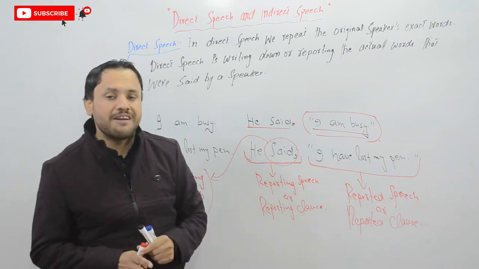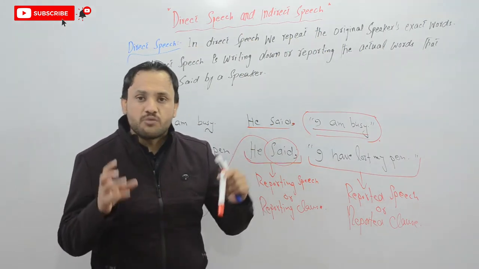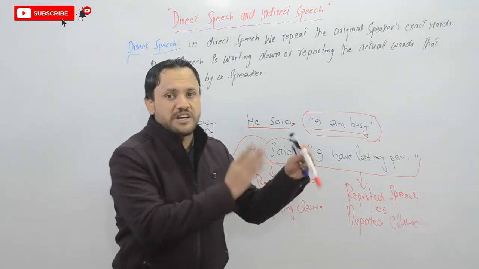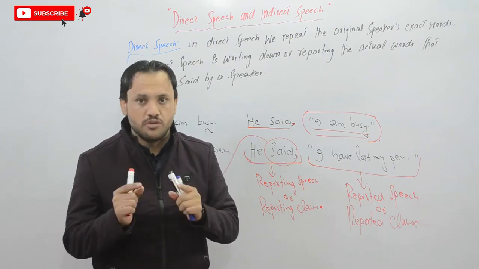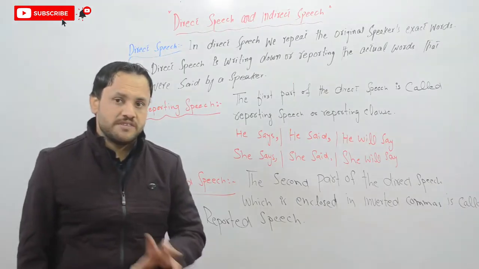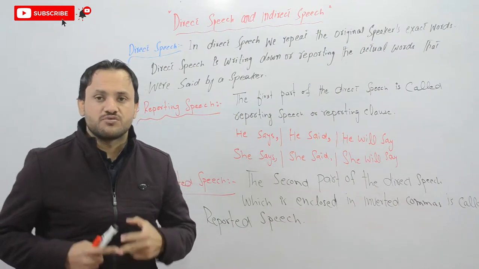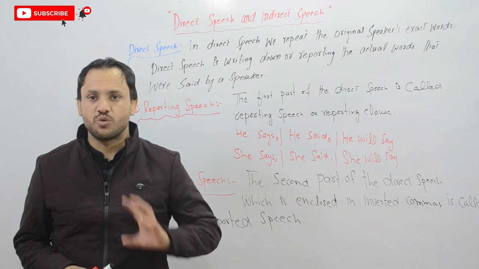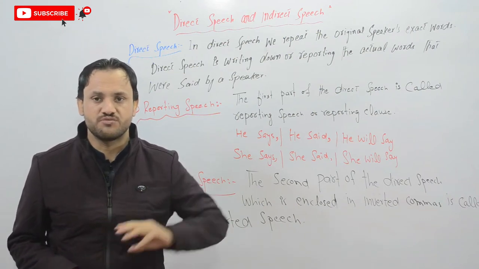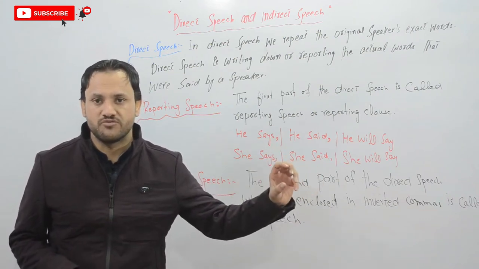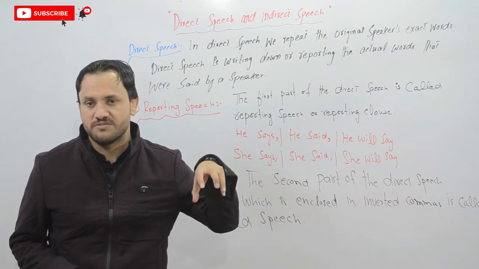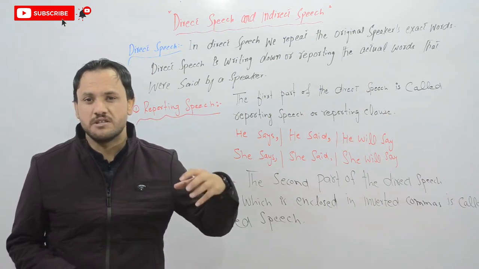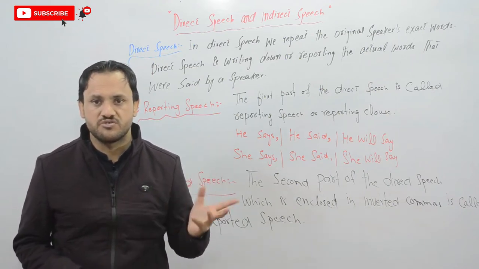Now let's have a look at how to write direct speech. What are the rules of writing direct speech? So let's have a look at that. Okay, now let's have a look at the definition, how to define reporting speech and how to define the reported speech, or what reporting speech is, what reported speech is, what reporting verb is, and what reported verb is, because they are the most important terms, if you want to gain sound command and easily convert direct speech into indirect speech.